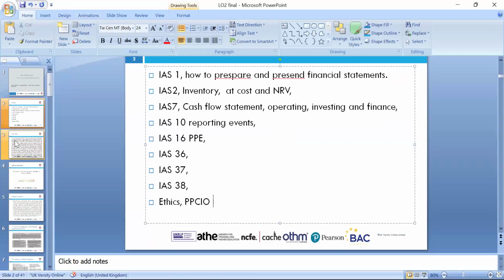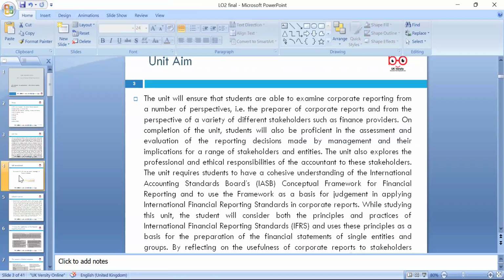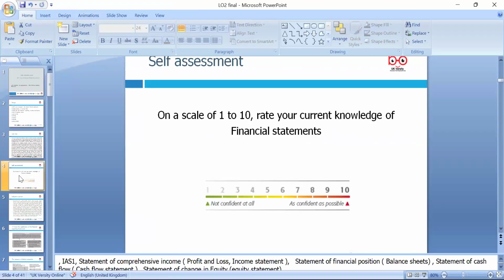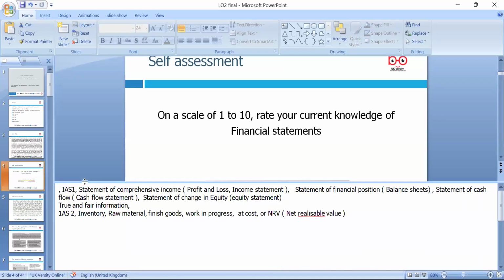So this week, please look at our L2 and think about what you know about the financial statements. We prepare four types of financial statement, which we discussed previously as well. The statement of comprehensive income, or profit and loss statement. Second, the statement of financial position, also known as the balance sheet. Then the statement of cash flow and the statement of changes in equity.